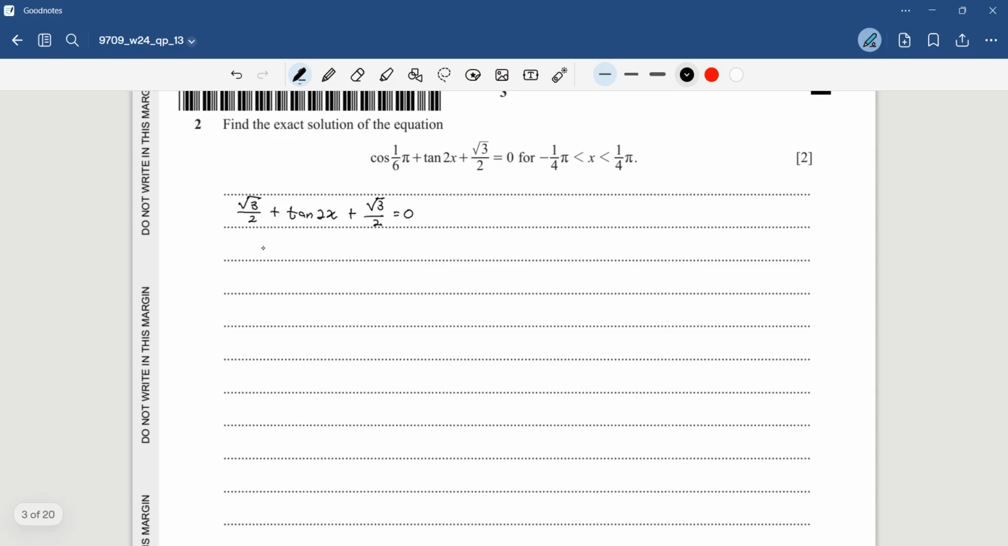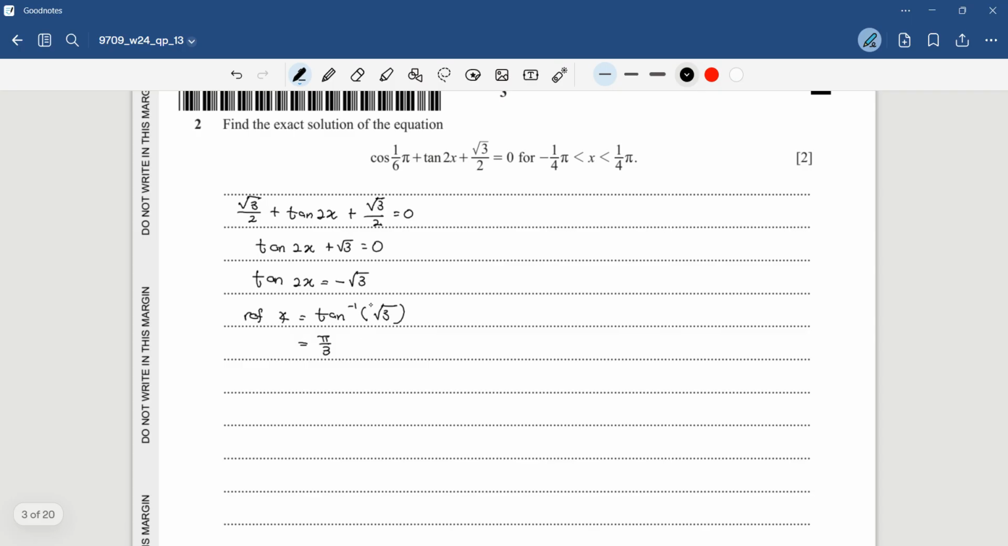So tangent 2x equals negative root 3 over 2 minus root 3 over 2, so you'll get tangent 2x equals negative root 3. Usually if I want to solve this, I will find my reference angle. The reference angle is always an acute angle, so it will be shift tangent, or arctangent, of root 3. So I'll get pi over 3.